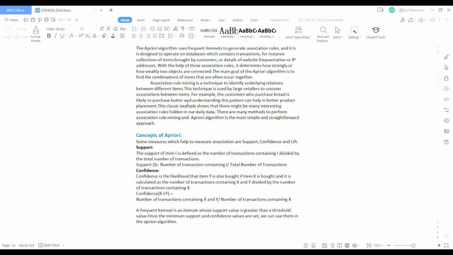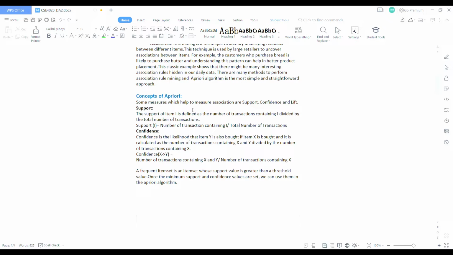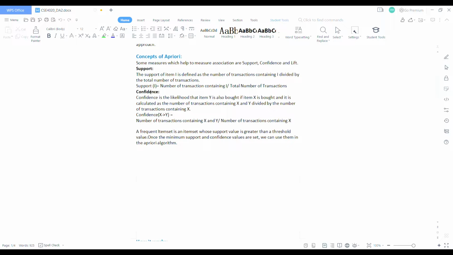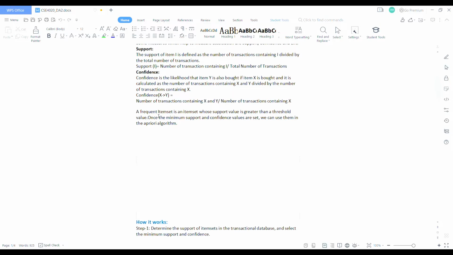Moving on to the concepts of a priori, there are some measures which help to measure the association, which include support and confidence. Support of an item I is defined as the number of transactions containing I divided by the total number of transactions. Confidence is the likelihood that an item Y is also bought if an item X is bought, and this is calculated as the number of transactions containing both X and Y divided by the number of transactions containing X.